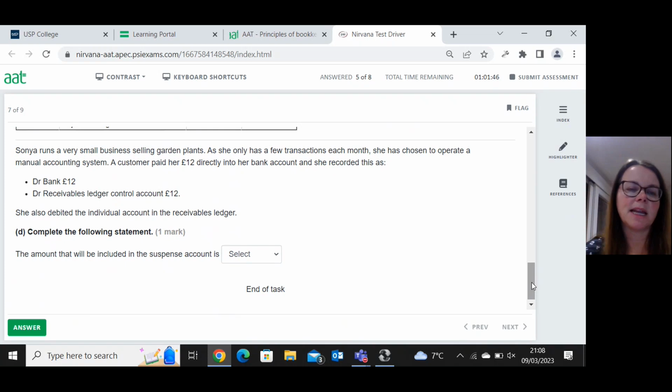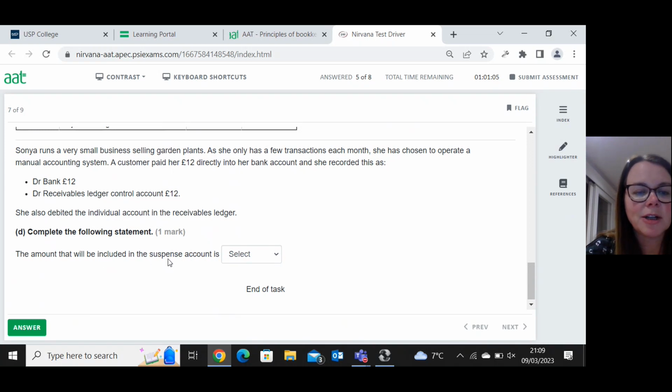Sonia runs a very small business selling garden plants. As she only has a few transactions each month, she has chosen to operate a manual system. A customer paid her £12 directly into her bank account, and she has recorded it as debit bank credit. Oh, no. Debit bank debit receivables ledger control account. That should have been credit. But she has debited the individual account in the receivables ledger. So it should have been credited, of course.